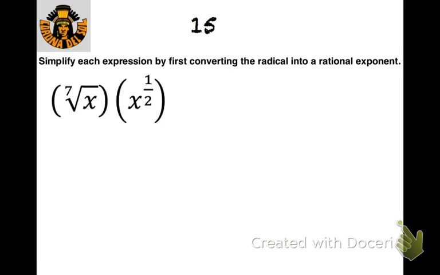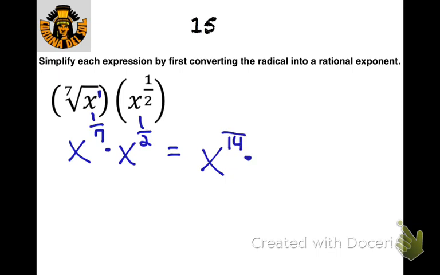All right, this one we're going to combine them, but we have to make them both at least the same. So we'll make them both fractional exponents. So right now this is x to the 1st. So let's make it x to the 1/7. Again, the index is the denominator. We have x to the 1/2. So we're going to go for a common denominator. It's a 7 and a 2 on the bottom. So let's go for 14 for both of them.